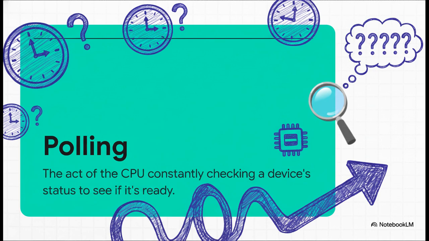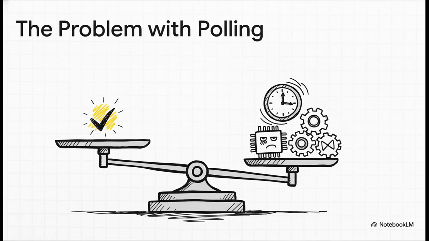Let's look a little closer at polling. The CPU literally gets stuck in a loop, over and over again, asking the device, "Hey, got anything for me? How about now? Now? Anything yet?" It is just constantly busy, doing nothing but checking. Now, here's the trade-off. The one, and I mean the one, good thing about polling is that it's super simple to write. But oh man, the downsides are huge.